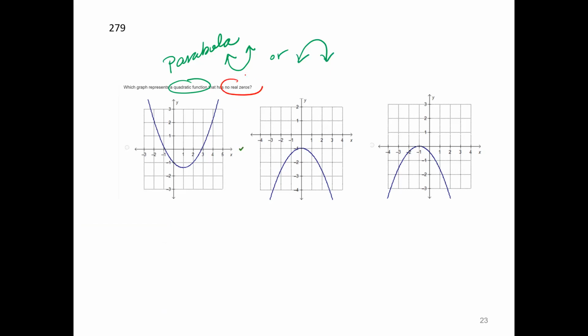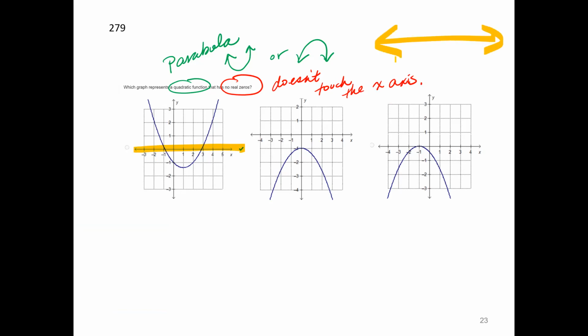And then from here, no real zeros. So what that means is it doesn't touch the x-axis. And if you're like, I don't know where the x-axis is, that's the x-axis. It's the axis that goes left and right. Does that first graph touch the x-axis? Yes, it does, right there at 3. So it's not A.